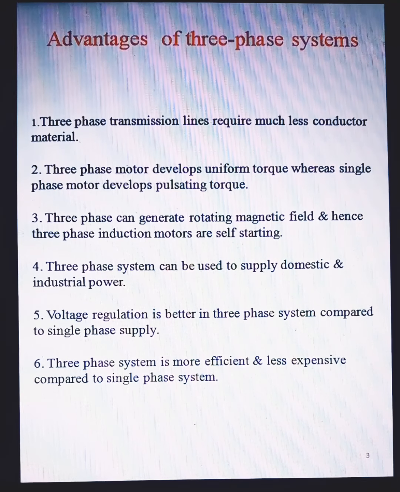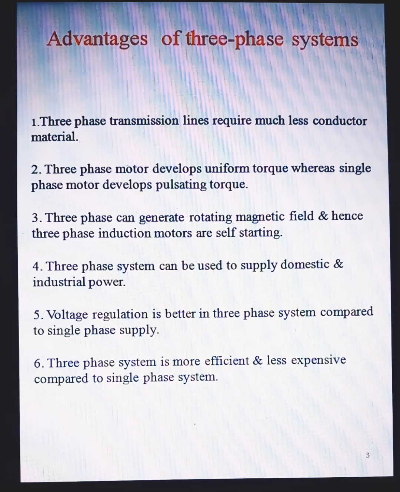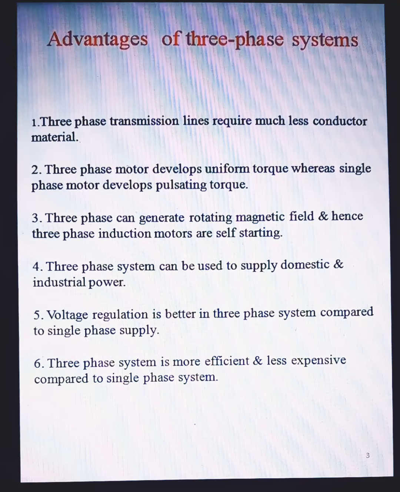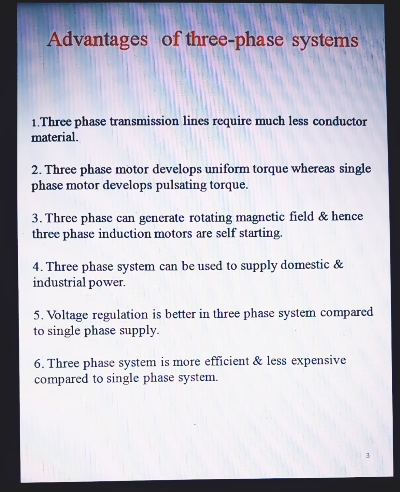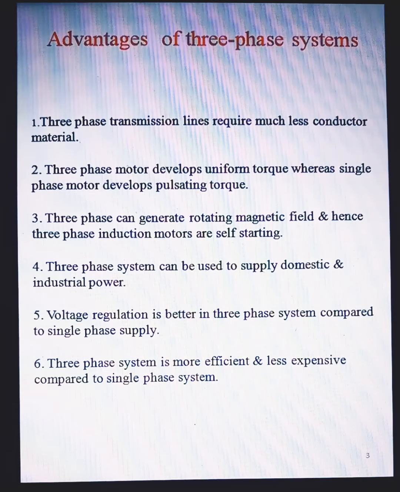Second one, three-phase motor develops uniform torque, whereas single-phase motor develops pulsating torque. If you observe the sinusoidal waveform of AC circuit, it reaches 0 and peak value twice in one cycle, so that the produced power is pulsating. Therefore, the torque is also pulsating type in case of single phase motors and in single phase circuit. But in three phase, the average power over a period of time is constant magnitude. Therefore, the torque produced is uniform.